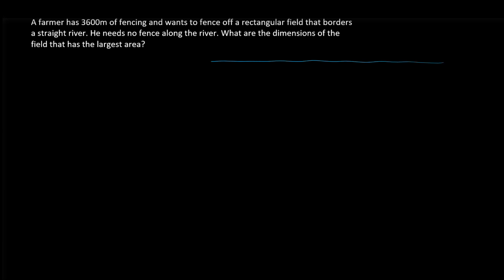Let's suppose this is the river and this is the field that we want to fence. The total fence that we have is 3,600 meters. We want to fence such that the area of the field will be maximum. The field is a rectangle.